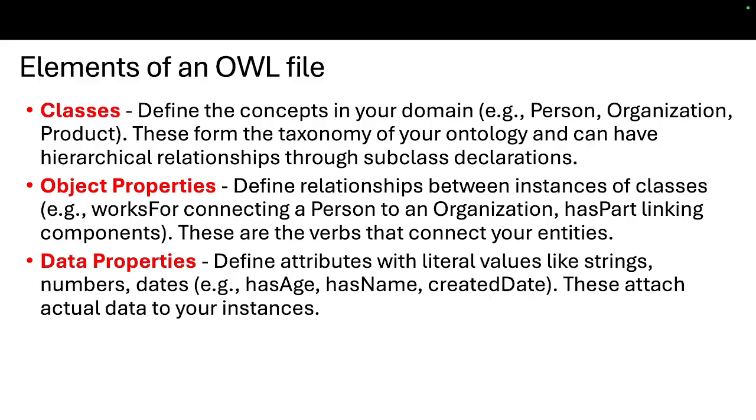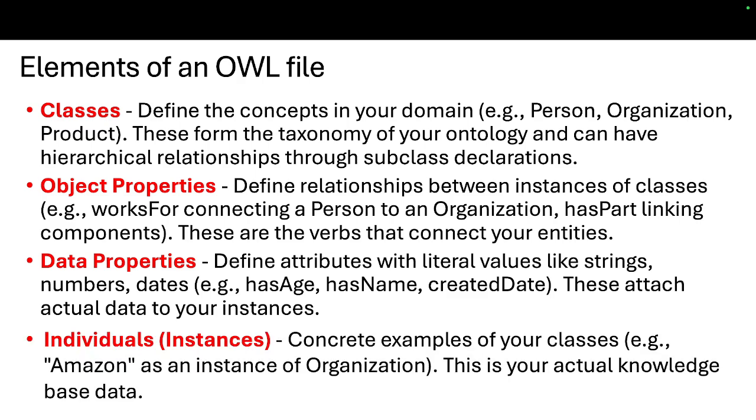Then you have data properties. These are attributes which have literal values like strings or numbers or dates. Example, has age, usually always has a value. Has name has a string value. Created date has a date value. These attach the actual data to your instances. Then we have the individuals, which are instances. For example, the concrete examples of your classes. Example, Amazon is an instance of an organization. It's not an entity itself. It's an instance of an organization entity. This is actual knowledge-based data.